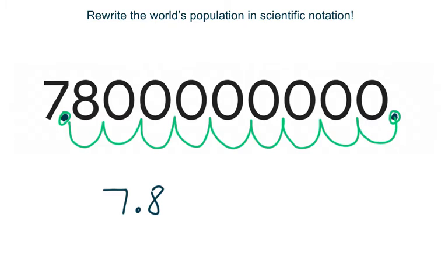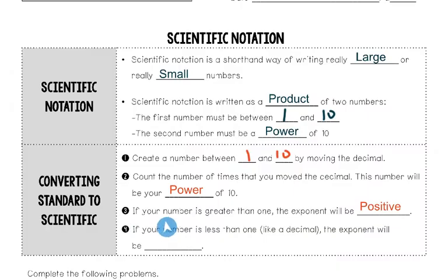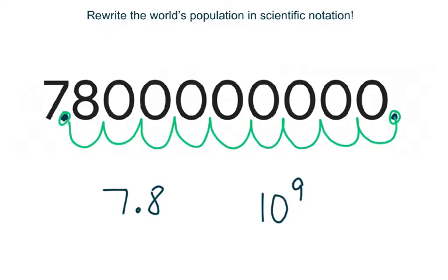So we moved that decimal 9 times, and it said in the instructions, this number is going to be our power of 10. So we're always going to have a base 10, and then you're going to have the exponent as the number of times that you move the decimal. So your exponent will be 9 here. The third instruction is if your number is greater than 1, the exponent will be positive. So I know that this number here is greater than 1, so it's going to have a positive exponent.